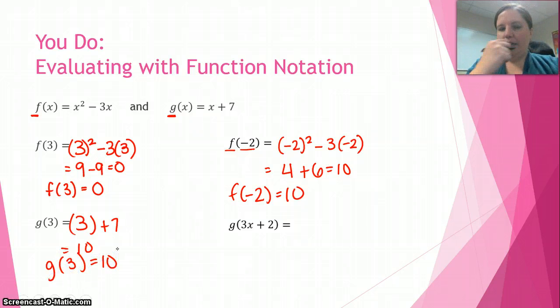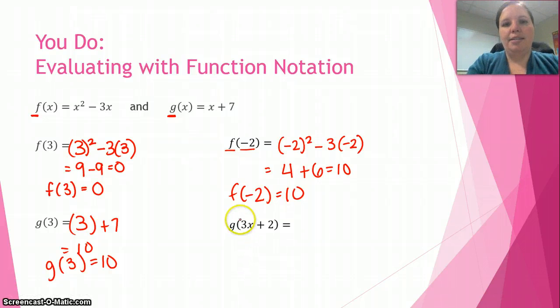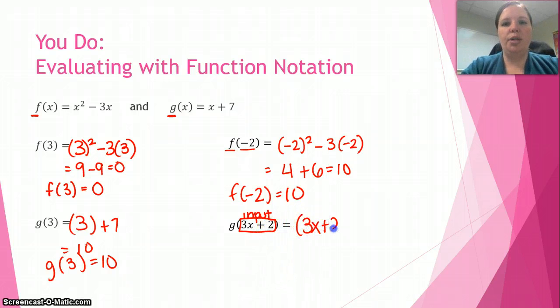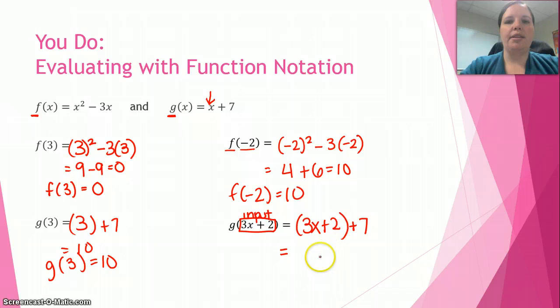The last one here might be a little bit more confusing, but think about again, what does it mean in the parentheses? This is the input. So if we take that and put that in the machine, wherever we see x, we're going to put 3x plus 2. So we're going to plug in 3x plus 2 into the g function right there, and then write plus 7. It's kind of like substitution method from what we've done before. So this is 3x plus 9.